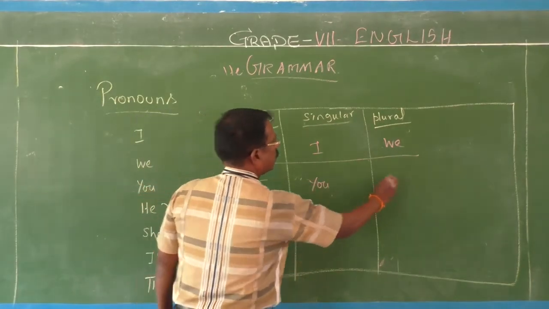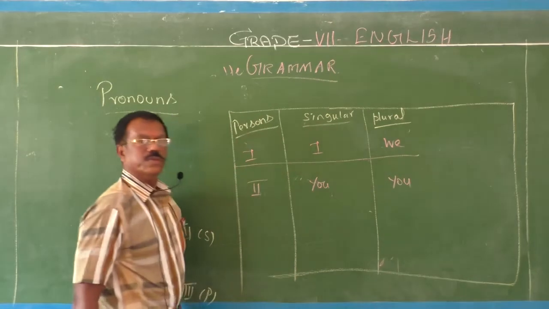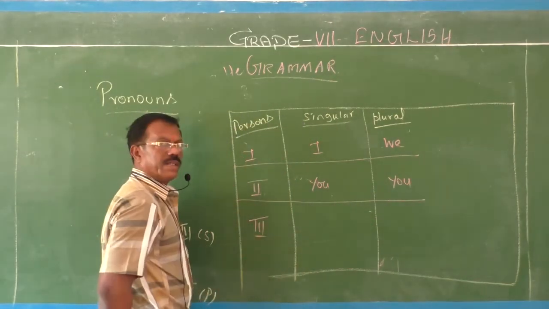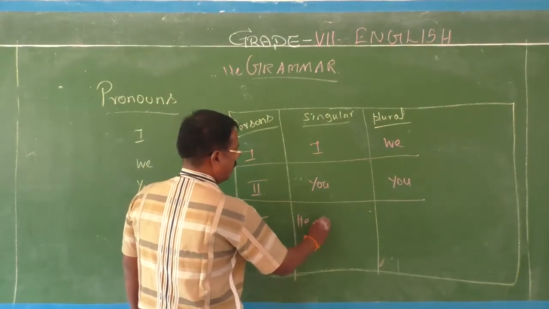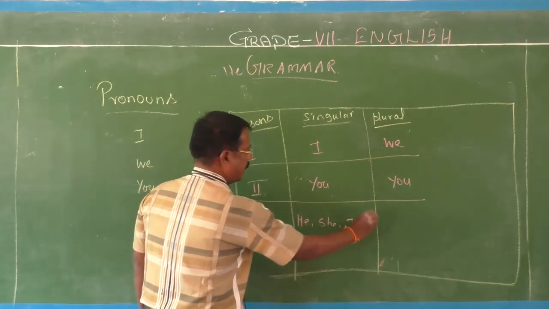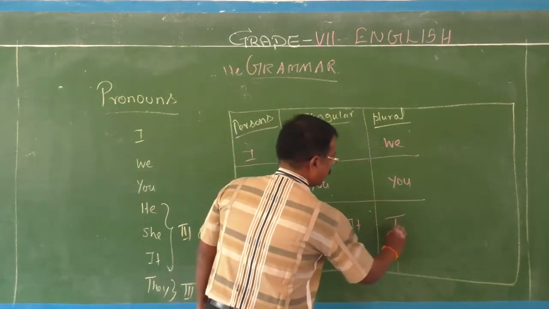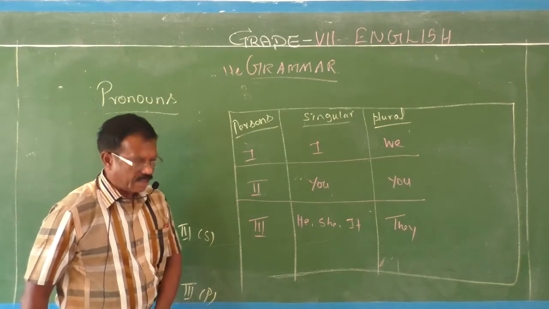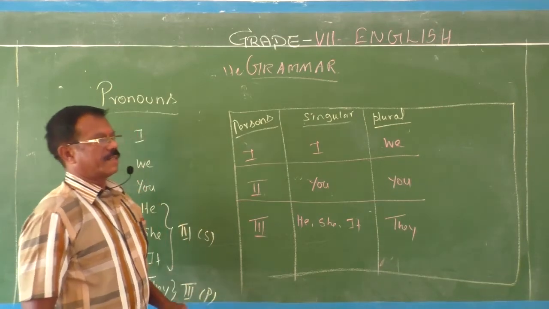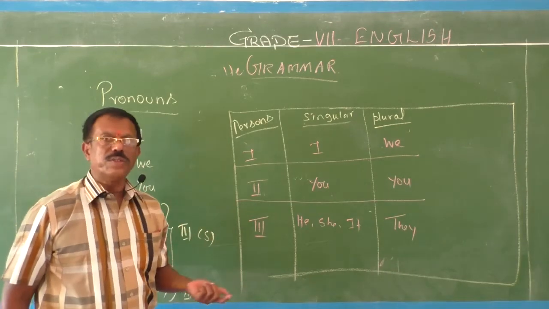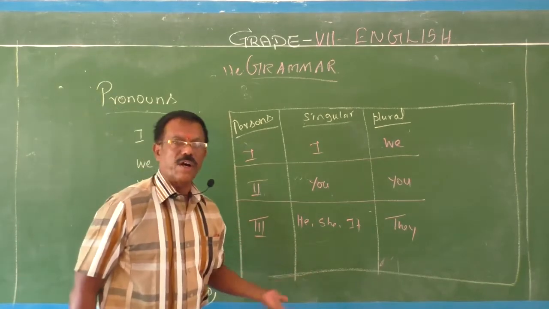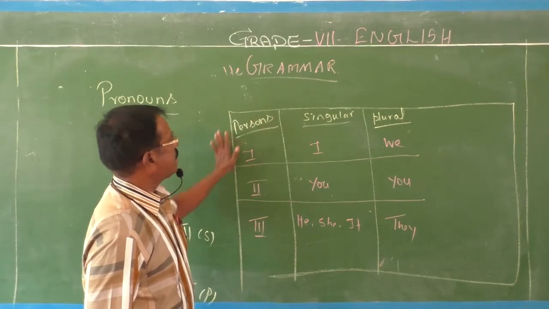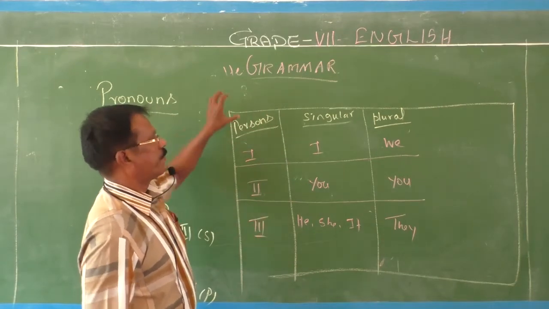Singular, you. Plural, also you. Okay? Right. Then third person. Singular, he, she, and it. Third person, plural, they. So they are called persons. First person, the person who speaks. Second person, the person spoken to. Third person, the person spoken of. Okay, fine. Then all these pronouns are called personal pronouns.